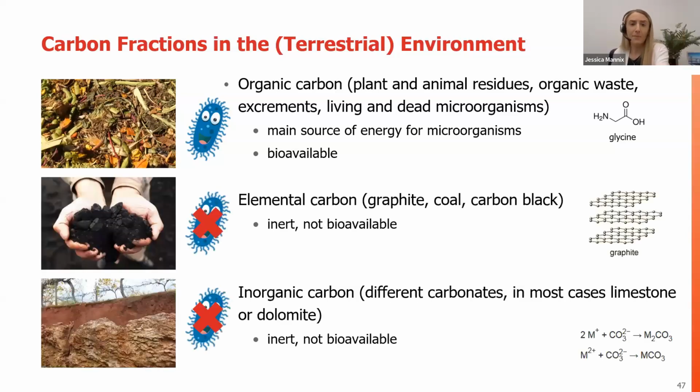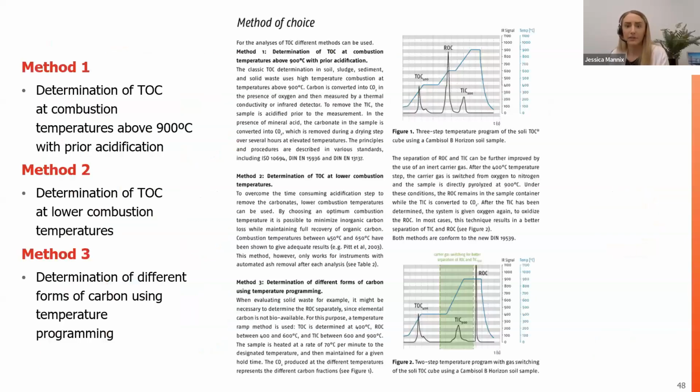But organic carbon, main source of energy for microorganisms, is bioavailable. Elemental carbon, which doesn't have a perfect definition, but we do know that it's inert and it's not bioavailable. And then again, slightly better definition once again of what defines inorganic carbon, also inert and not bioavailable. Why does it matter and how do we define it?